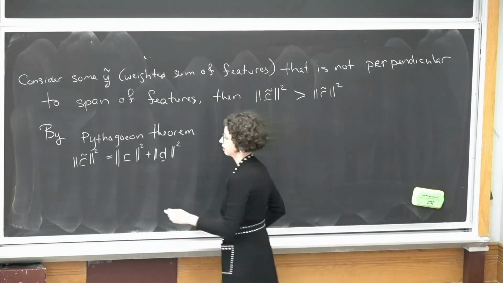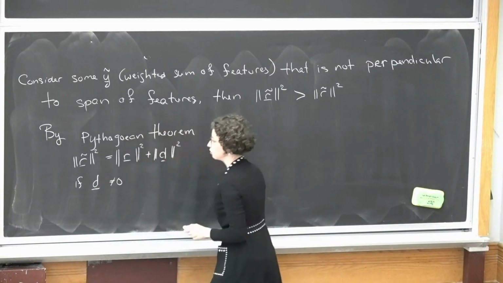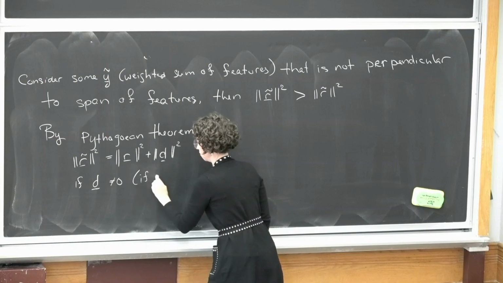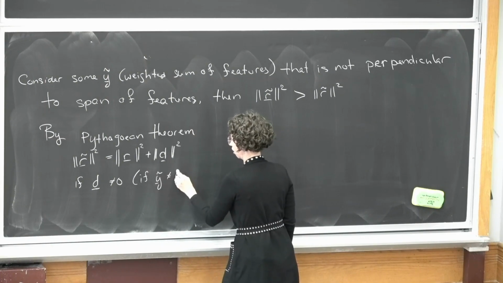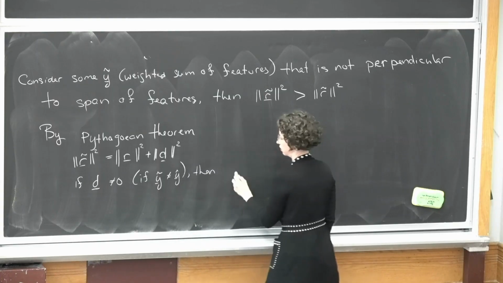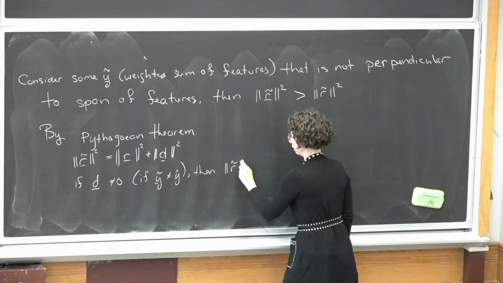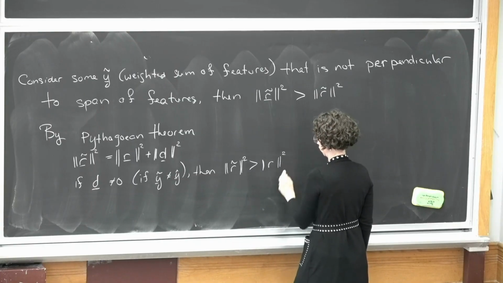And so if this d vector is not equal to 0, so if we've got some y tilde and it's not the same thing as our y hat that we care about, then this tells us that the length of r tilde has to be greater than the length of our least squares estimate r.